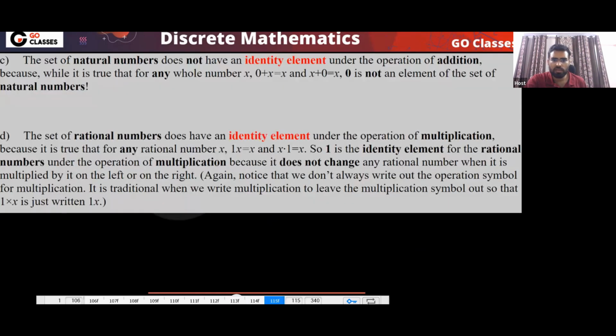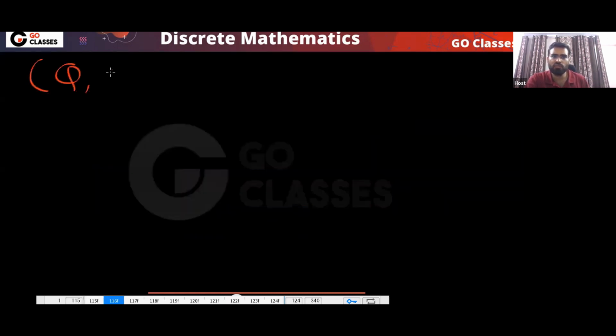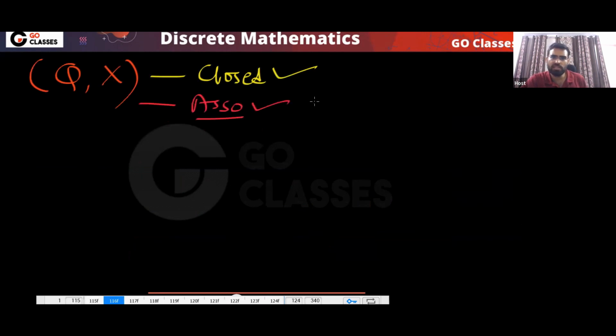What about the set of rational numbers, comma, multiplication? Is it closed? Can I say this is closed? Yes, this is closed, because a rational number multiplied by a rational number is a rational number. So this is closed. Is it associative? This is associative, because I told you multiplication is associative. Multiplication is always associative.